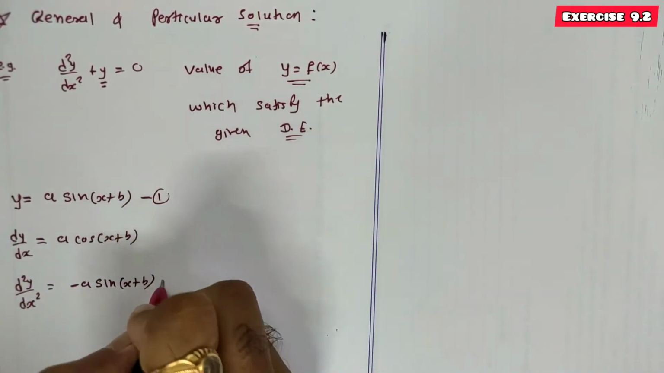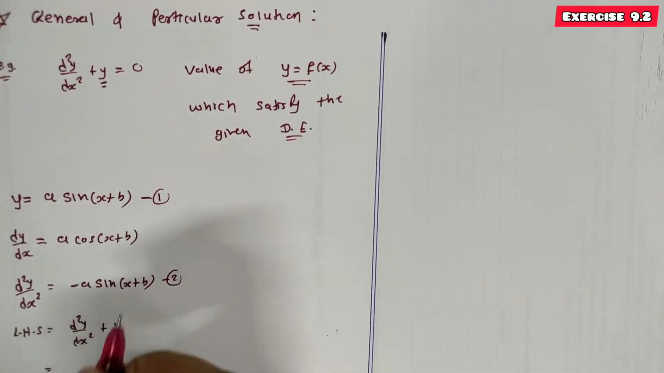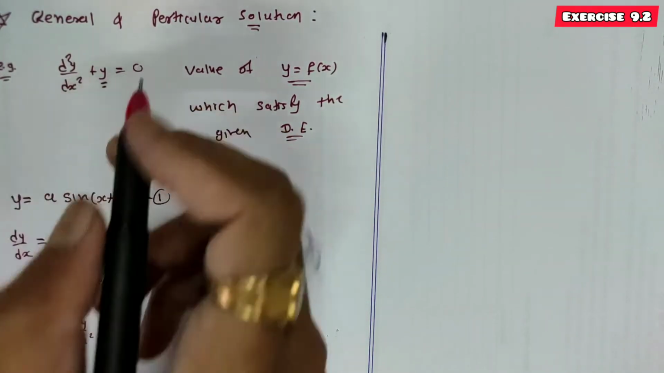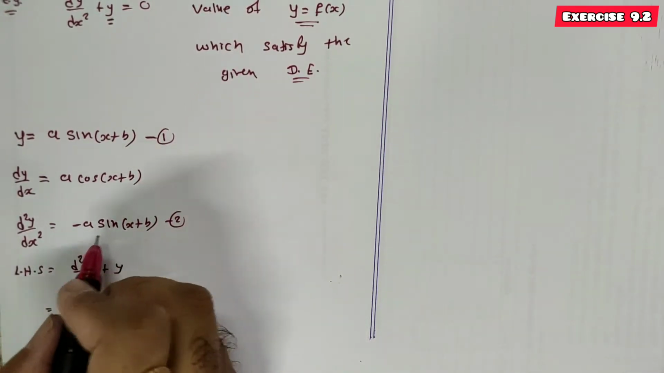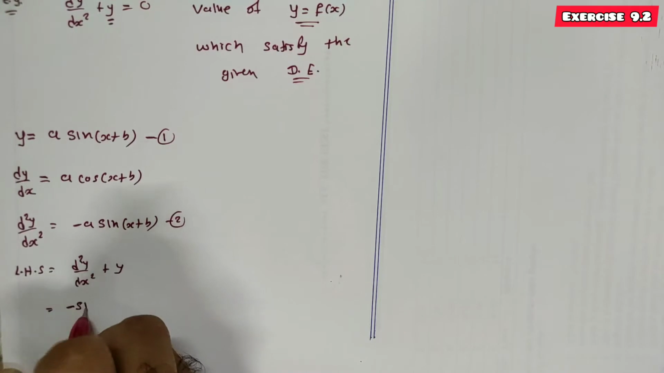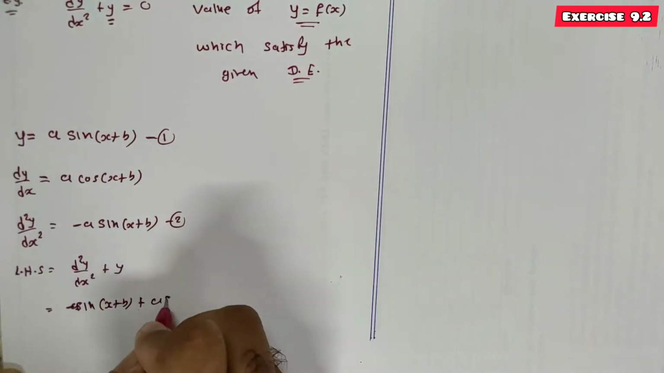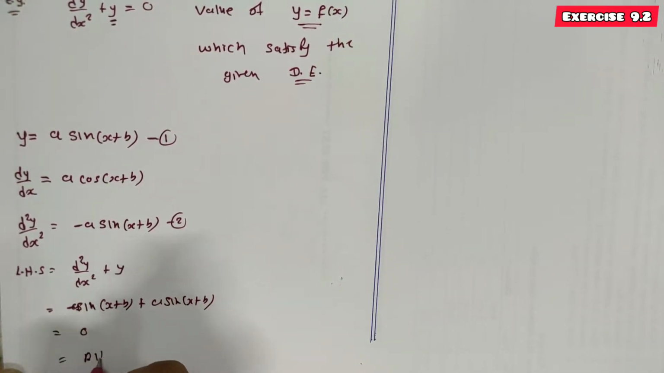Put the values of equation 1 and equation 2 in the left hand side. The left hand side of this equation is d square y upon dx square plus y. The value of d square y by dx square is minus a sine x plus b, and y is plus a sine x plus b. So that is equal to 0, which is equal to the right hand side of the equation.